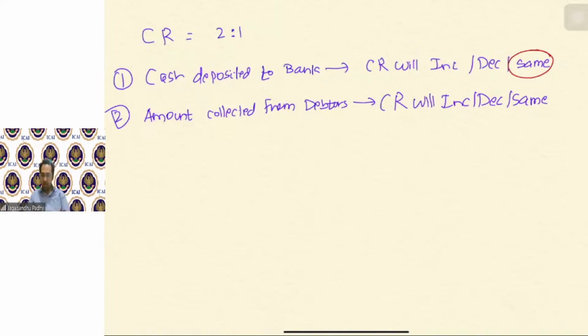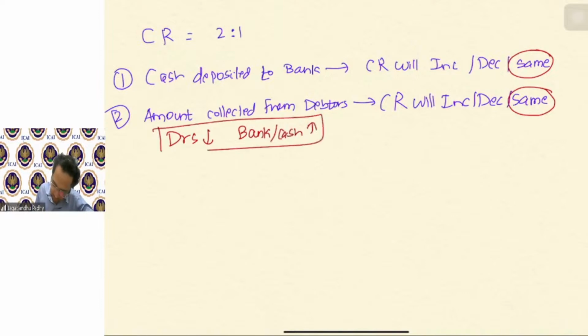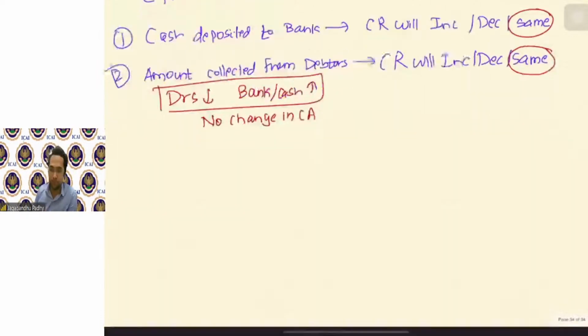It is decrease, remain same. Well, over here also, current ratio will remain same because when you're collecting money from the debtors, value will decrease and your bank or cash balance will increase. The net impact is no change in current assets, and therefore your current ratio will remain same.